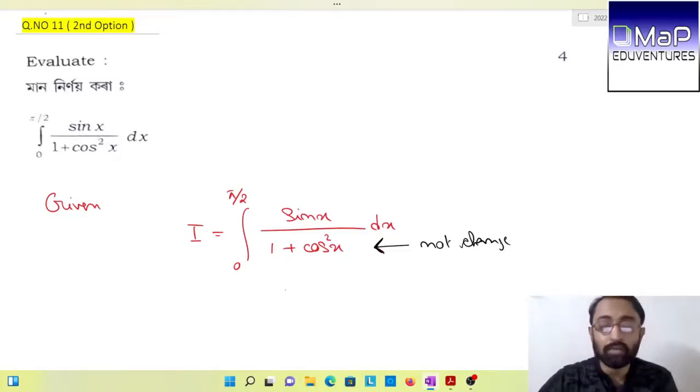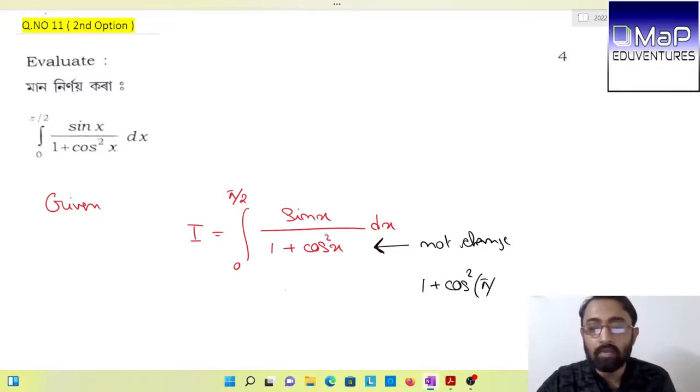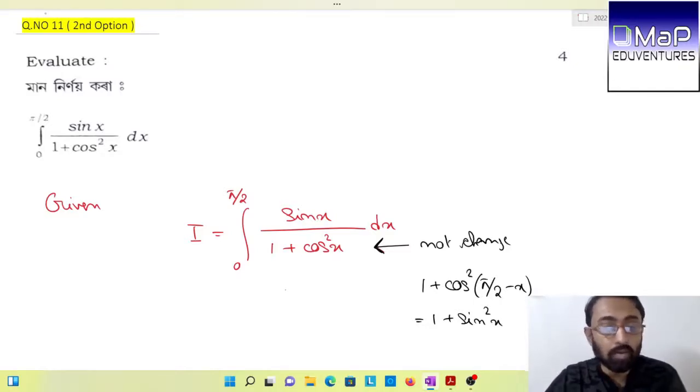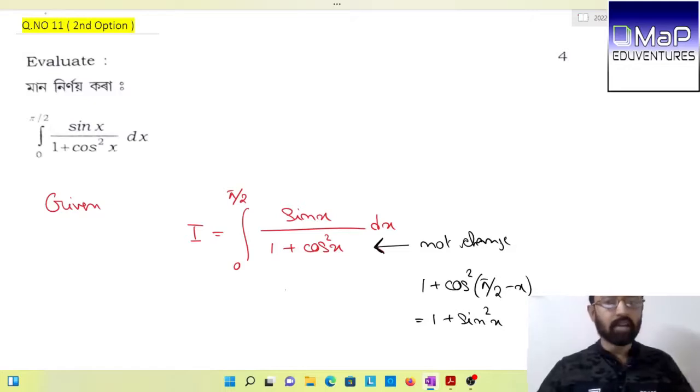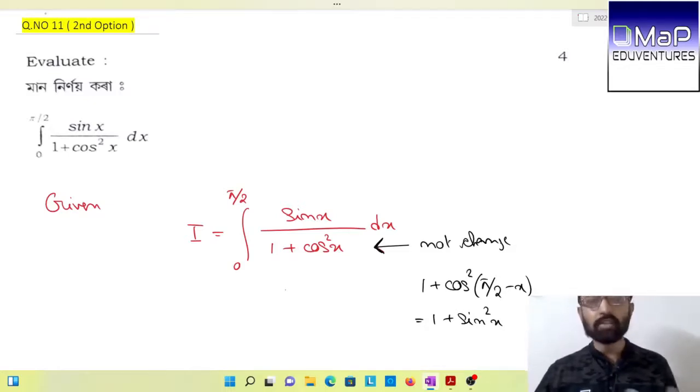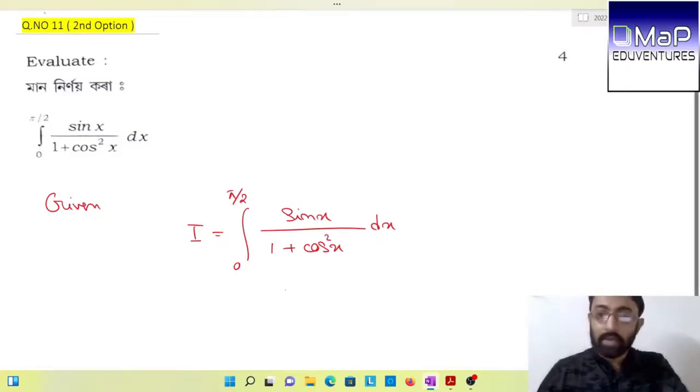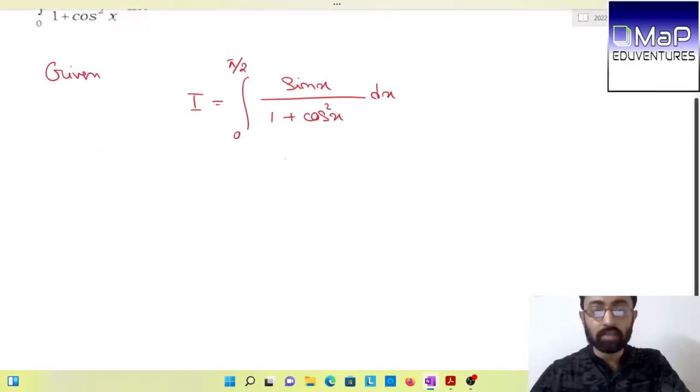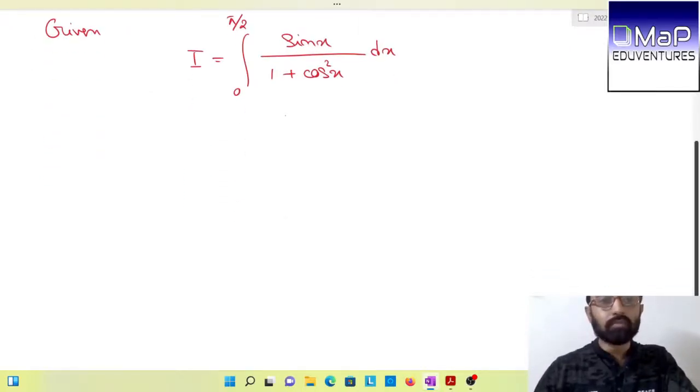Now if you use the property, then the denominator form will be 1 plus cos square of pi by 2 minus x, which will become 1 plus sin square x. After that, when you add the two integrals, you have to take LCM, and it will be much more complicated. So at higher secondary level, in our board examination level, this is a simple but effective way of knowing whether to use the definite integral property or not. So I decided not to go with the property, as the denominator will change. Then the only option we have is indefinite integral.